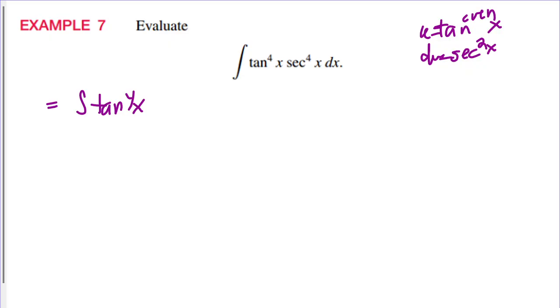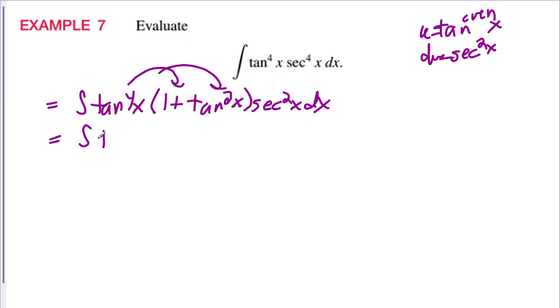We're going to break secant to the 4th into 2 secant squareds, using an identity on the first one to call that 1 plus tangent squared of x, still times a secant squared of x dx. From there, we can do some multiplying through. To get the integral, we'll multiply the tangent to the 4th through, so we get tangent to the 4th of x plus tangent of x to the 6th power times secant squared of x dx.